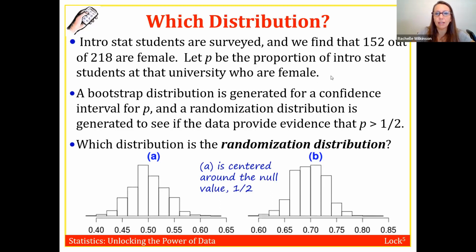And then the bootstrap distribution would be centered on my sample statistic value. If I take 152 divided by 218, I get 0.697, or essentially 0.7. So you can see that B is centered on my sample statistic value. So B would be my bootstrap distribution.